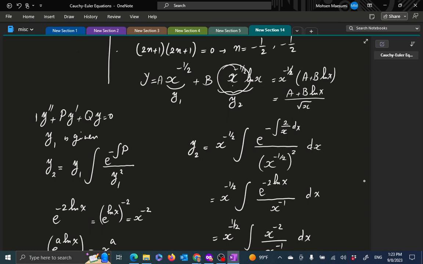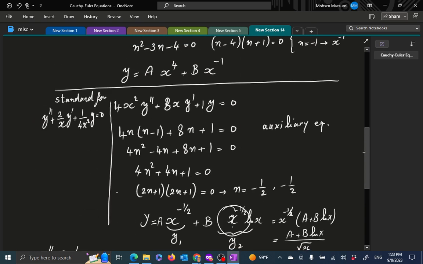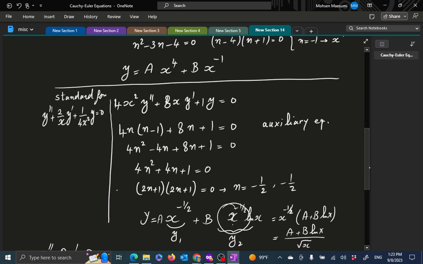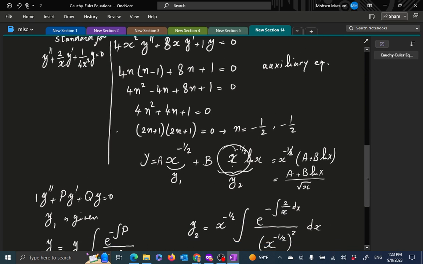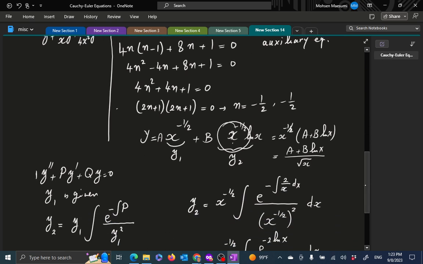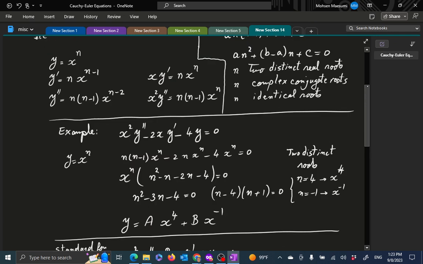Okay, so what we saw is, in this case, the roots were identical. We had to make use of the formula we developed under reduction of order a couple of sections ago. Reduction of order, that's where it comes up. Okay, so let's go back here and see what happens.